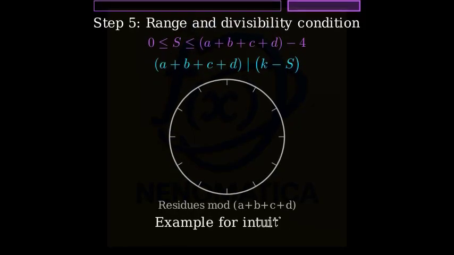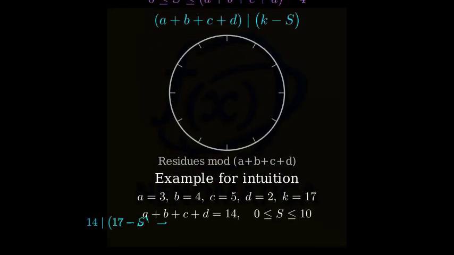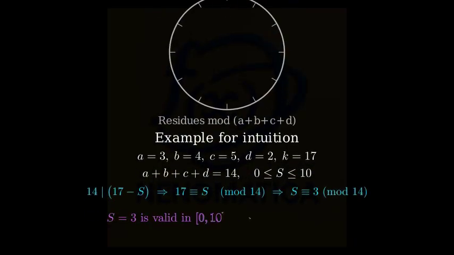Quick intuition example. Suppose a equals 3, b equals 4, c equals 5, and d equals 2, and k equals 17. Then a plus b plus c plus d is 14, and the range for s is from 0 to 10. We need s so that k minus s is a multiple of 14. Since 17 modulo 14 is 3, s must be congruent to 3 modulo 14, and the only s in 0 through 10 that works is s equals 3. Then n equals (17 minus 3) over 14, which is 1. This illustrates how the divisibility filter narrows down the options immediately.